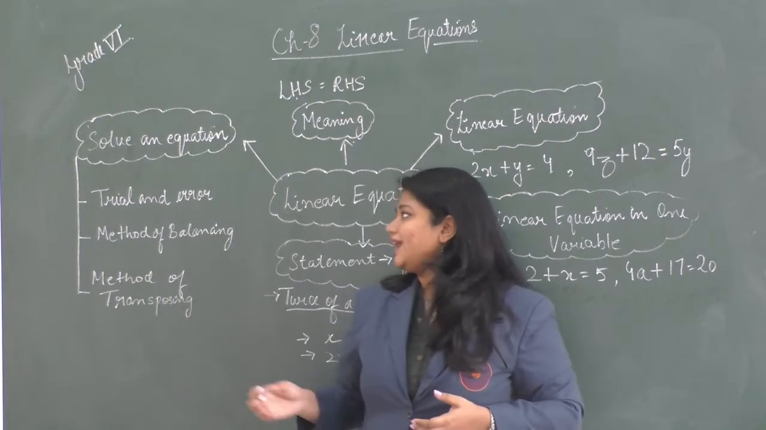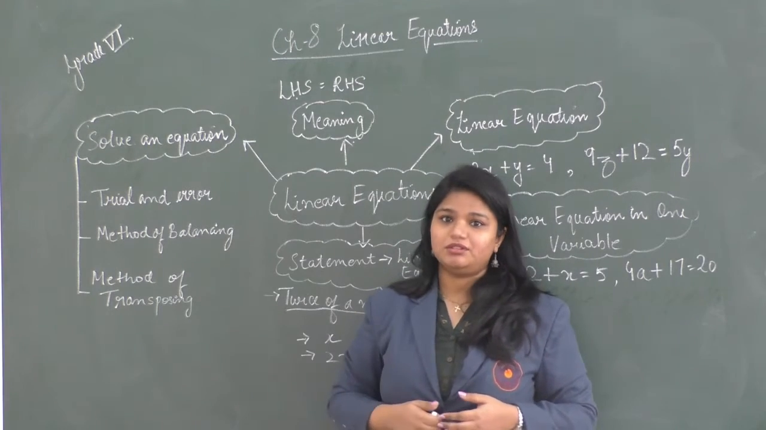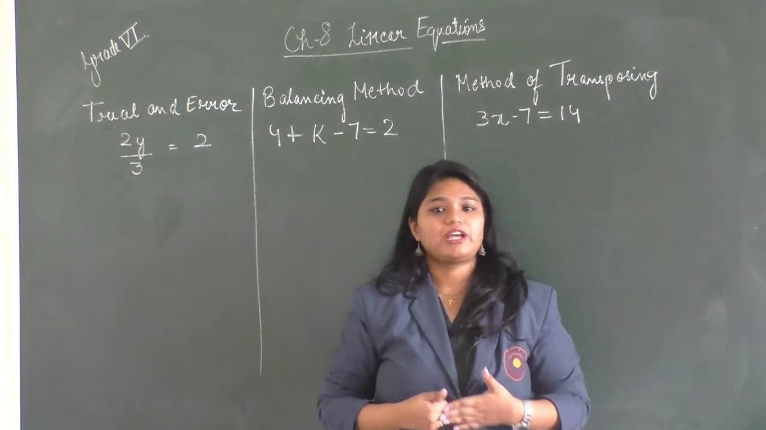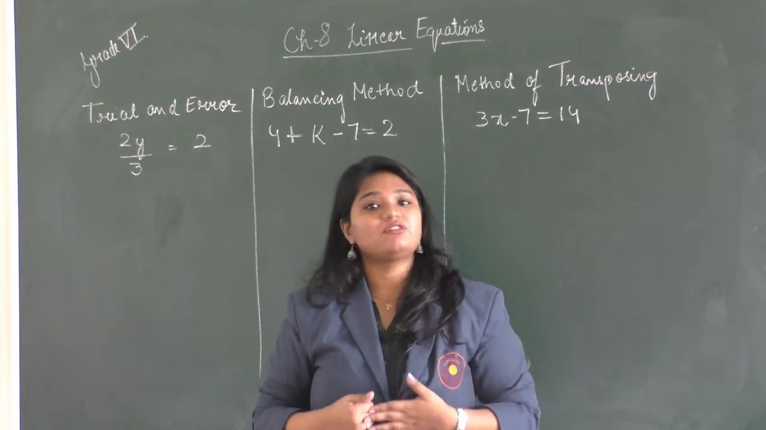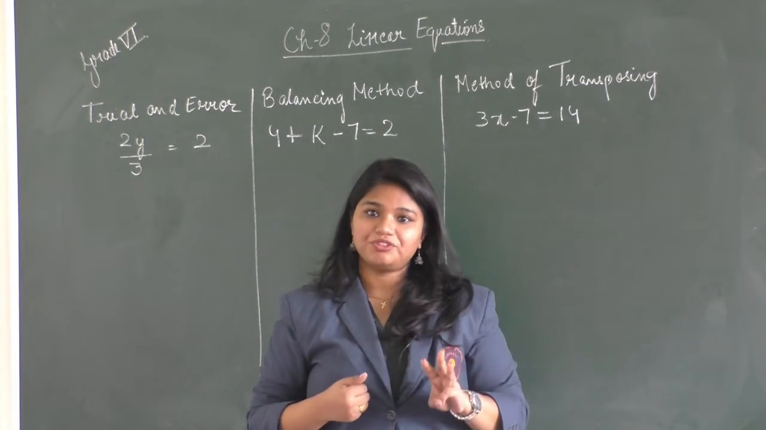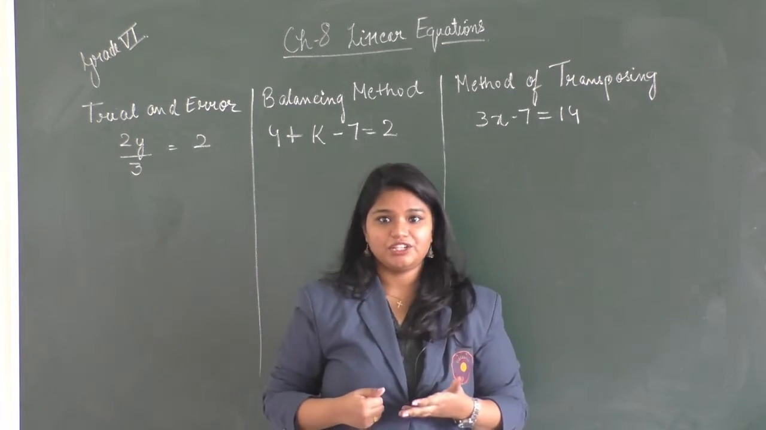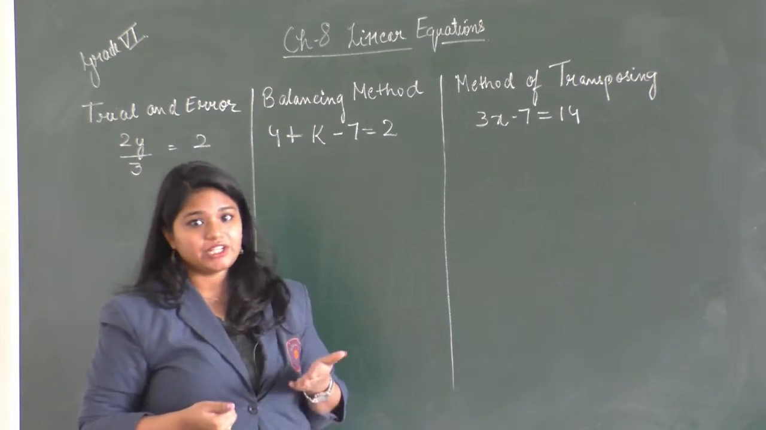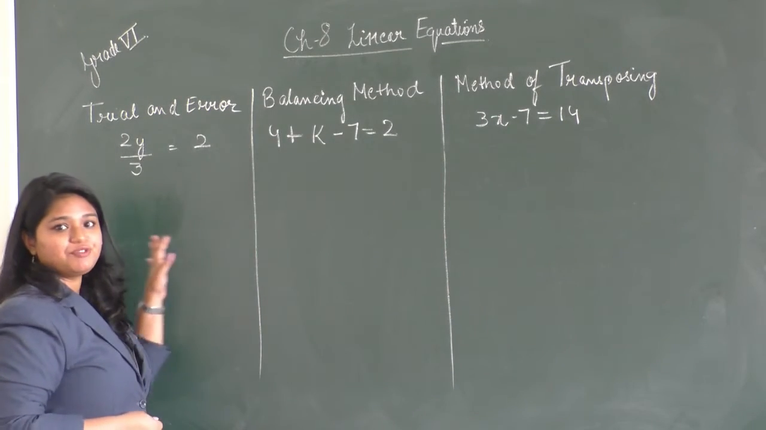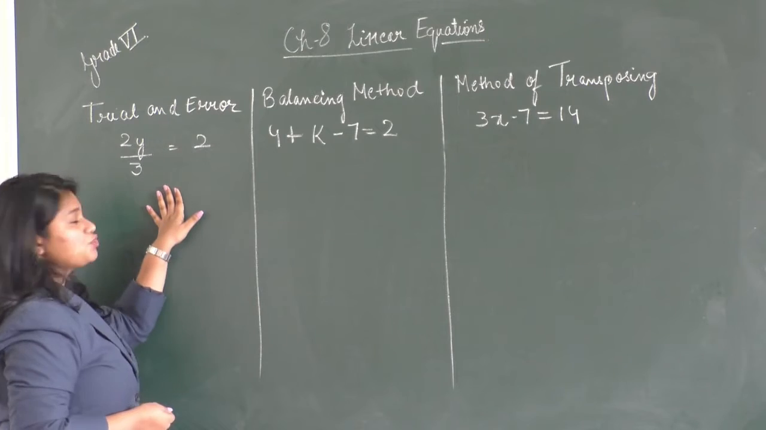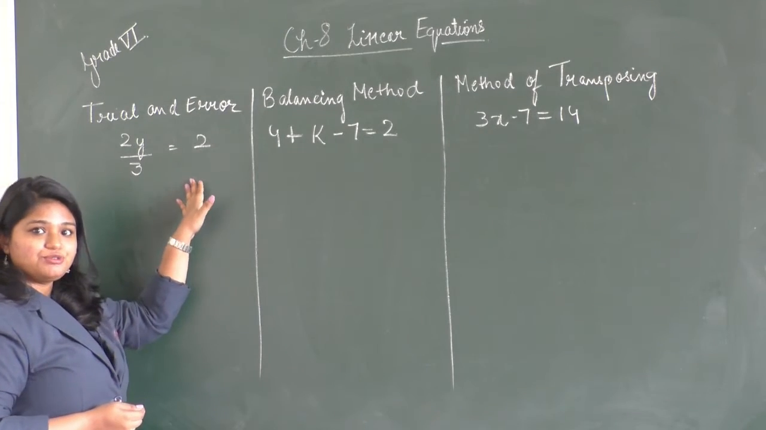Now let's look at the examples for each method. Let's look at a few examples and solve these equations using all the 3 methods, or how to solve a linear equation. Here we have the first question, that is 2y upon 3 is equal to 2.